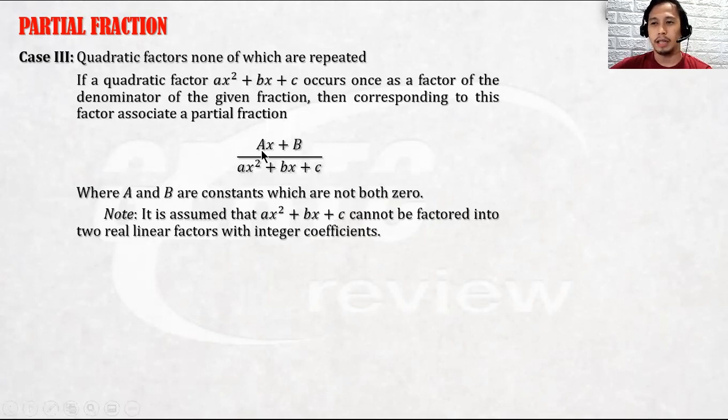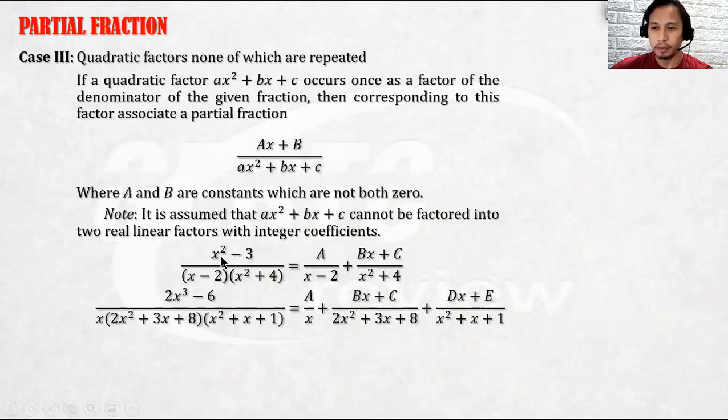So ganun yan. Dapat we must write that into this form. Ibig sabihin yan, the numerator must be at most a linear expression. Okay? Pwede siya constant, or pwede siya linear, ax plus b. For example, ito, x squared minus 3 all over (x minus 2) times (x squared plus 4). So as we see, we cannot factor this any further. If naging minus pa ito, we could have factored that into (x minus 2) times (x plus 2), right?